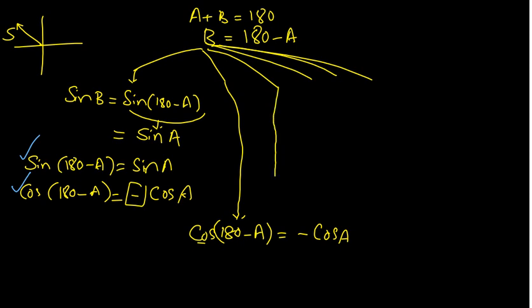Now let's take the tan. Tan 180 minus A equals to, again same thing. Let's say we put tan, but then how about sine? The sine would be, only sine is positive in the second quadrant. Tan is minus tan. The sine is positive, but tan is not positive.